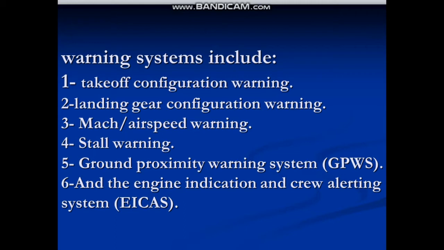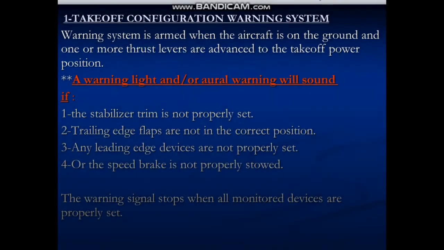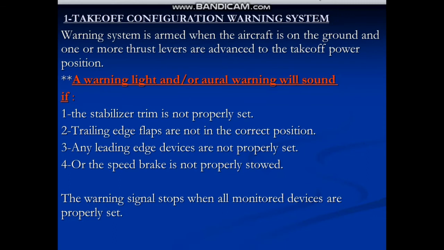Warning systems include the takeoff configuration warning, landing gear configuration warning, Mach or airspeed warning, stall warning, ground proximity warning system, and the engine indication and crew alerting system. We will talk about every one of these individually. We will start with the takeoff configuration warning system.